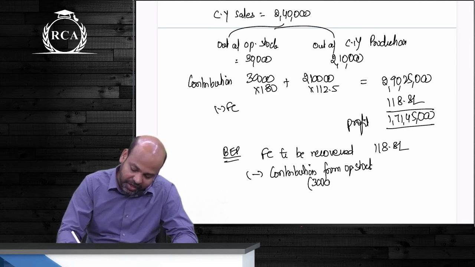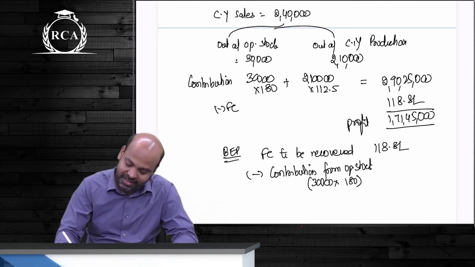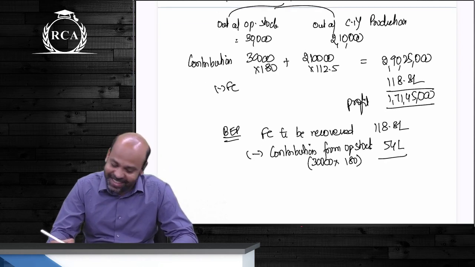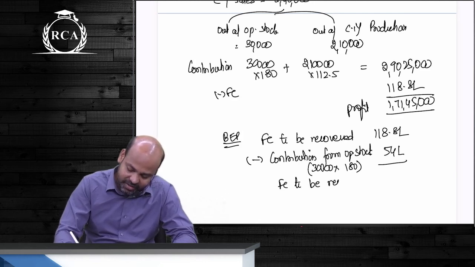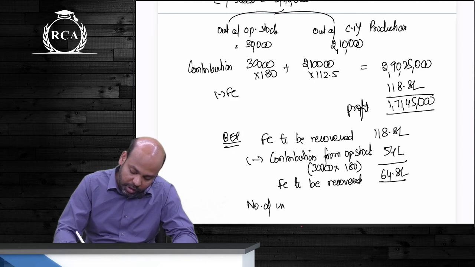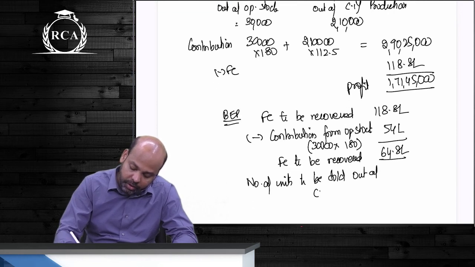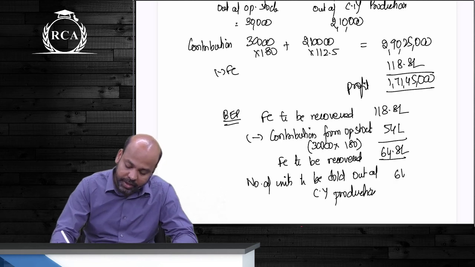Online students, that was Sriniket in the background who's answering. 54 lakhs. What is the fixed cost to be recovered? 64 lakhs. What is the number of units to be sold out of current year's production? Out of current year's production, 64 lakhs 80,000 to be divided by 112.5.